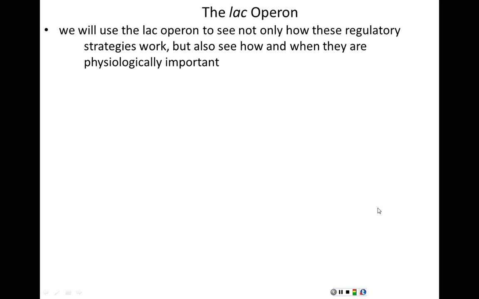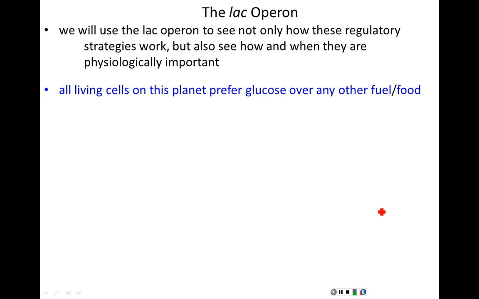So we're going to use the lac operon as not only an example to see how these types of regulatory strategies work, but to also get a sense of the physiological context of regulation in this way. In other words, how and why would a cell regulate genes in this way, and what impact does it have on the cell as it tries to survive?